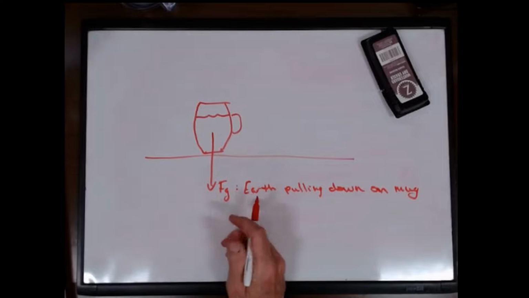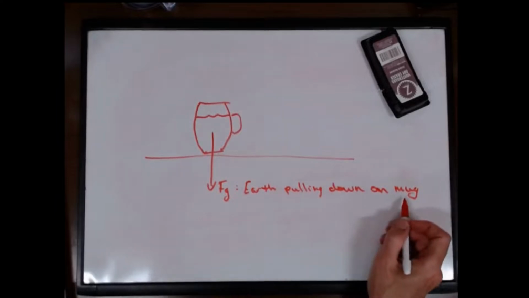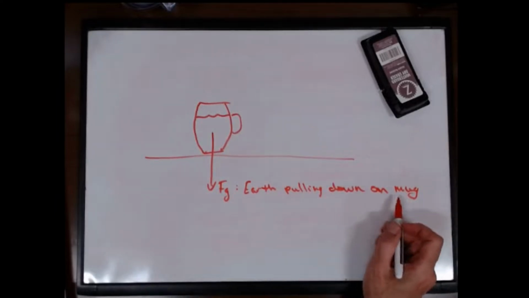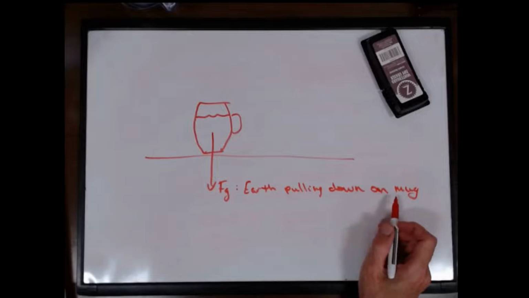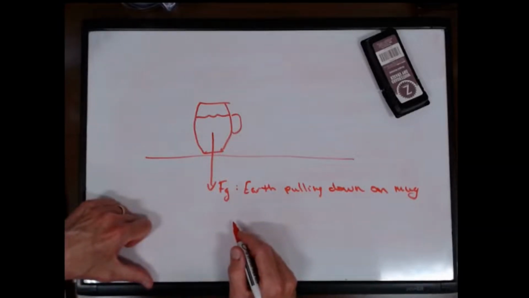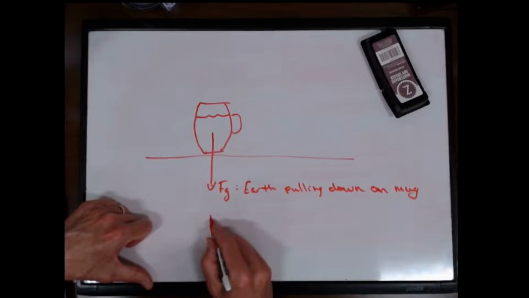So the force of gravity on anything is just the Earth pulling down on that thing. The force of gravity on you or on me is the Earth pulling down on you or me, right? It turns out there's a Newton's third law here.